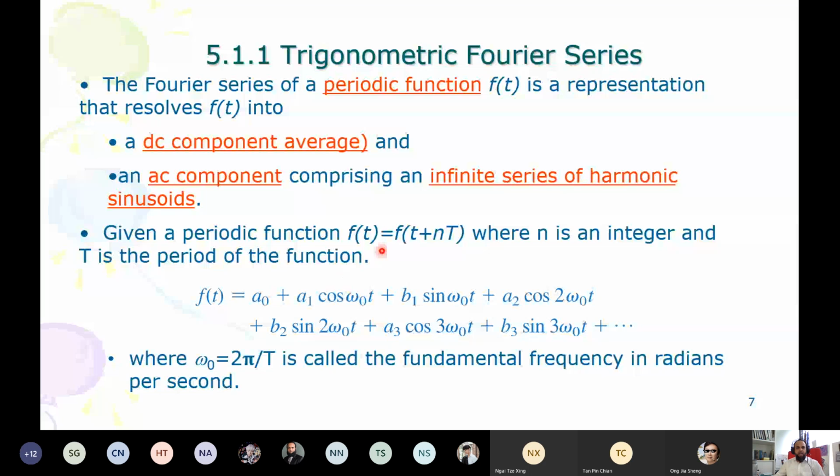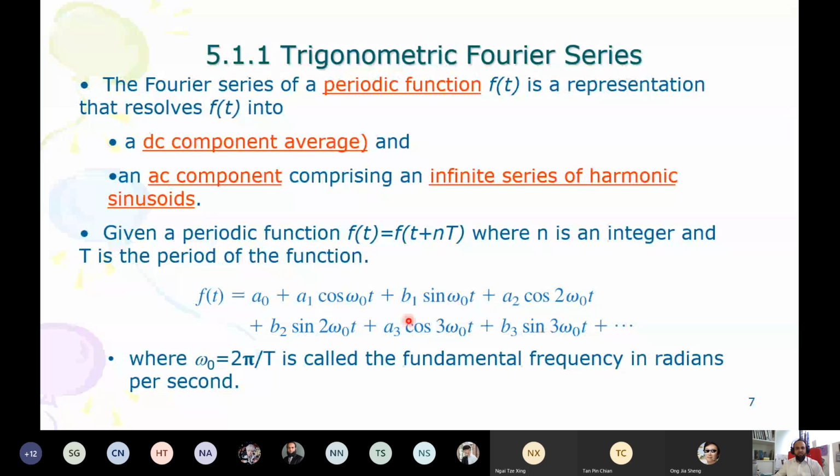Basically, any periodic signal f(t) equals f(t + nT), which repeats after a period. After every nth period, it repeats itself, where n is an integer and T is the period of the function. So we are breaking this into a naught, which is the DC component, then a1, b1, a2, b2 times cos, sine, cos, sine, cos, sine.